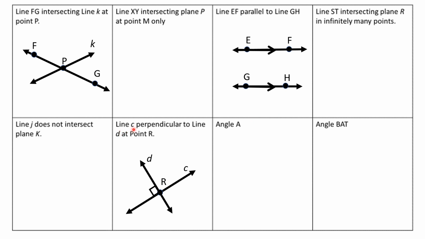Then we've got line C is perpendicular to line D at point R. We see D, we see C, we see the arrows pointing both directions, we see our point R. We also see this little square here at the corner. This square at the corner here is a reminder that our two lines are perpendicular, that they're meeting at a right angle.